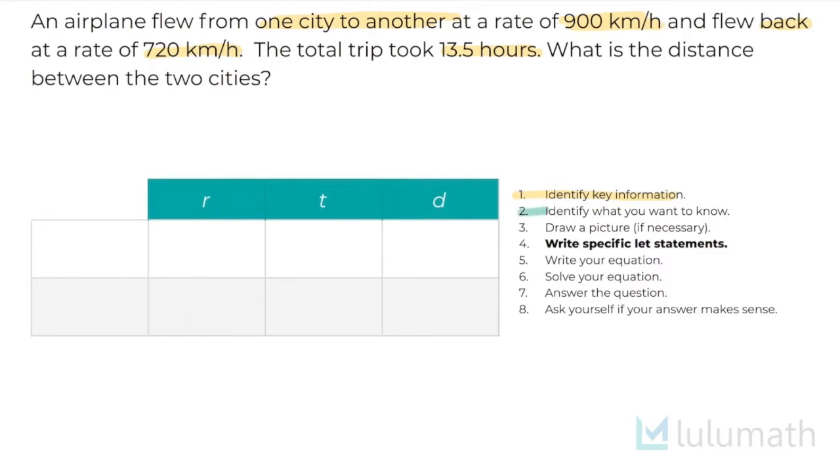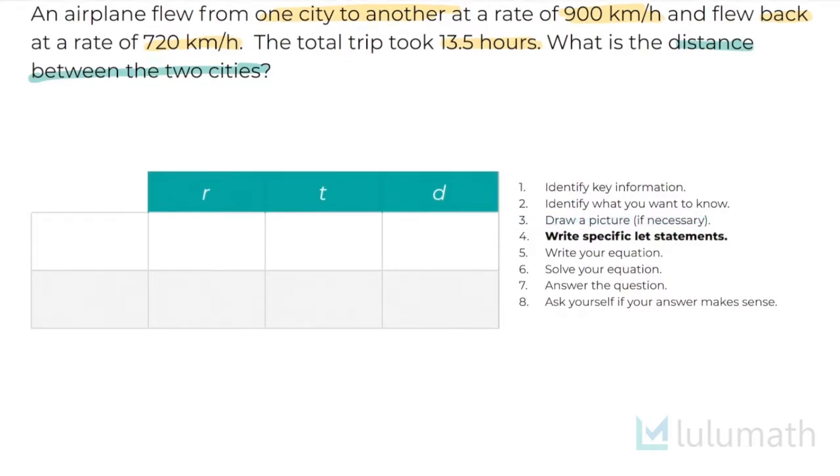So now we're going to identify what we want to know, and what we want to know is the distance between the two cities. Now we're going to draw a picture if necessary, and here it will help us to visualize what's going on. So we have our first city, which I'll call City A, and then we have our second city, which I'll call City B, and we know that the airplane went from City A to City B right here in a certain amount of time.